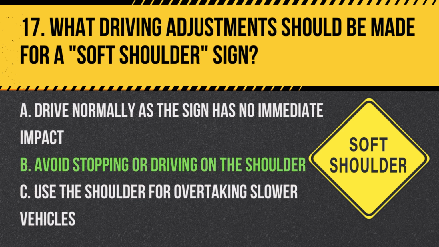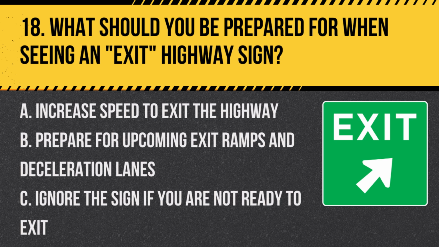Answer. B. Avoid stopping or driving on the shoulder. A soft shoulder means the road side is not firm and could be unsafe for vehicles. Question 18. What should you be prepared for when seeing an exit highway sign?